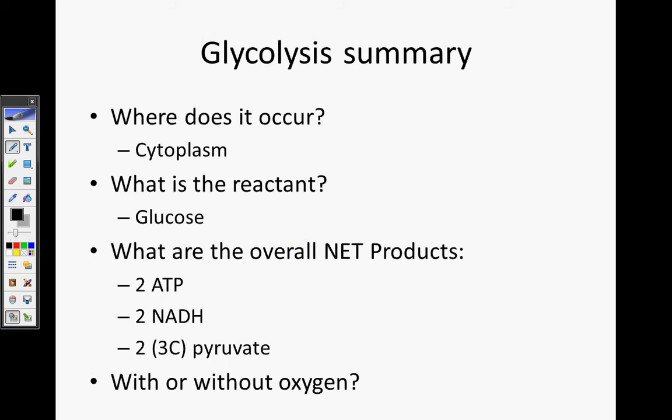Where does it occur? The cytoplasm. What is the reactant? Glucose. What are the overall net products? We got 2 ATP, 2 NADH, and 2 3-carbon pyruvates. And is it with or without oxygen? Without oxygen. We call that anaerobic. Without. Get out, we don't want any oxygen in here.